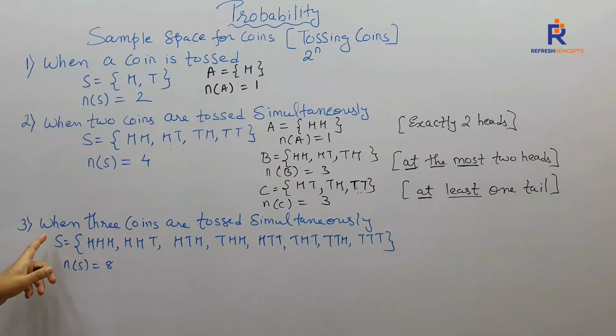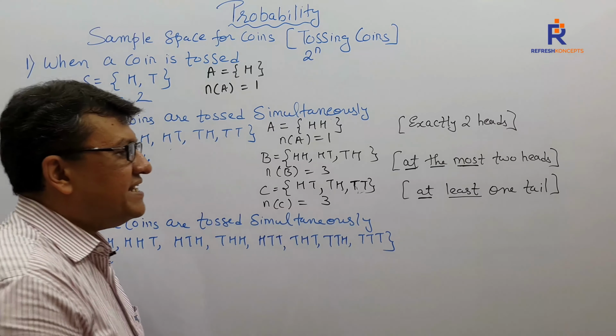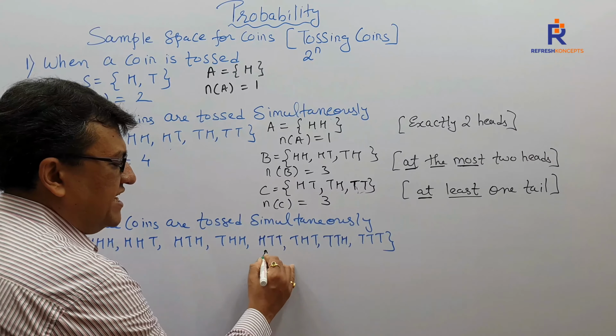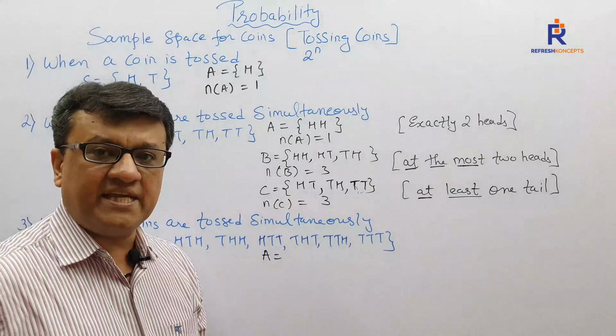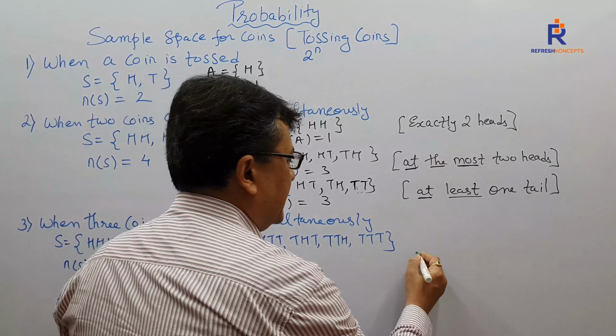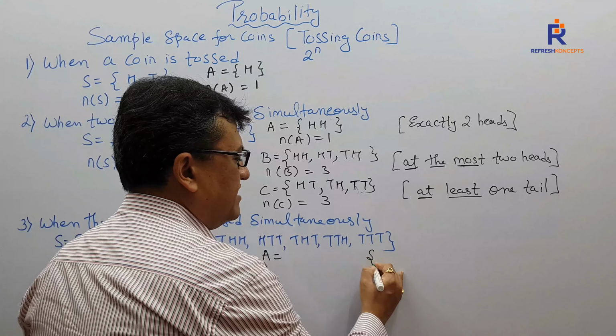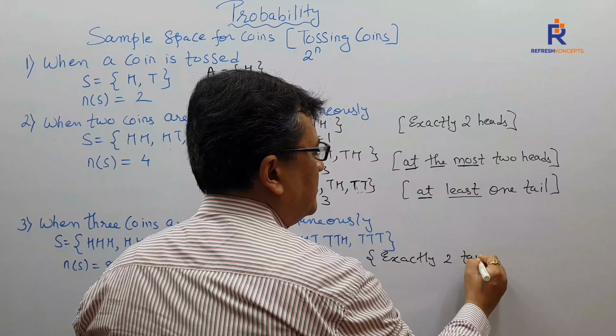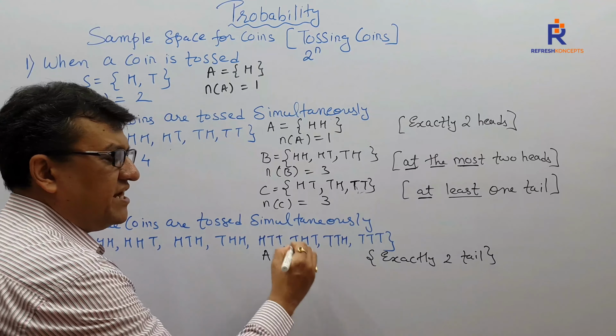Let's take one more. So what is the third random experiment we have? When 3 coins are tossed simultaneously. We all are aware what is the sample space. What is n of S? Again, let's take the conditions one by one. Let A be the event of getting exactly 2 tails. So what shall be there in my sample points?